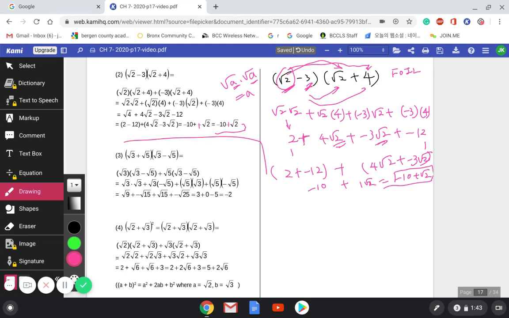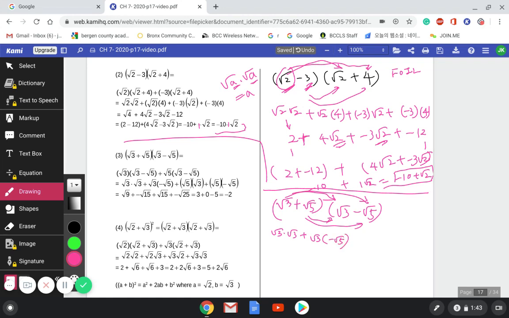Now the second one is radical 3 plus radical 5 multiply with radical 3 minus radical 5. So I'm going to FOIL this again, or distribute twice with the first term and distribute twice with the second term. Then radical 3 times radical 3 plus radical 3 times negative radical 5 plus square root of 5 with the square root of 3 plus square root of 5 with negative square root of 5.